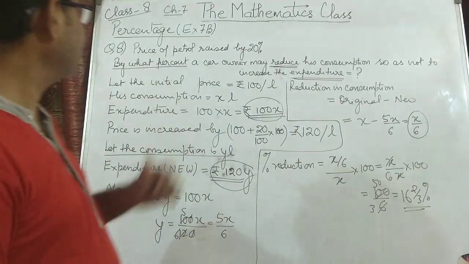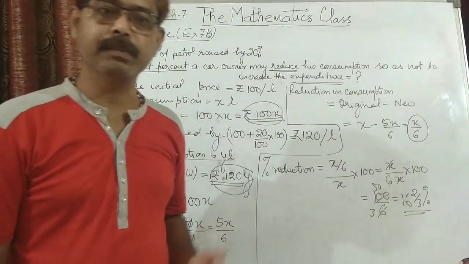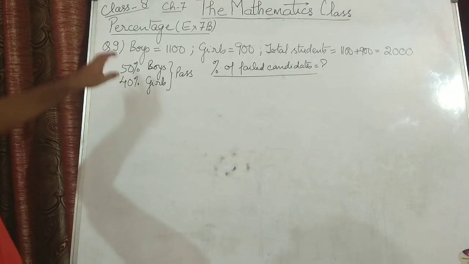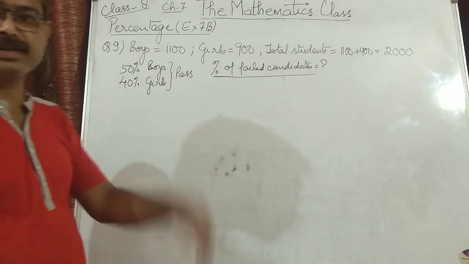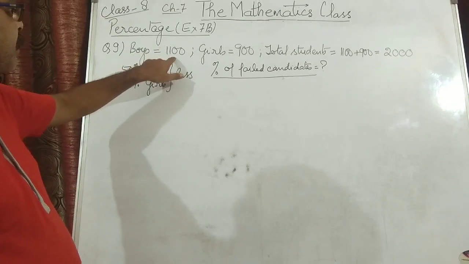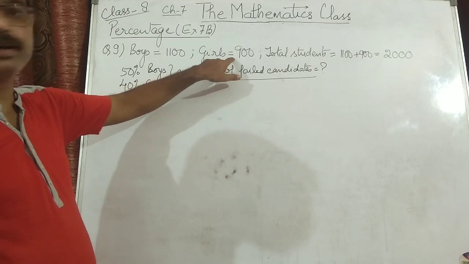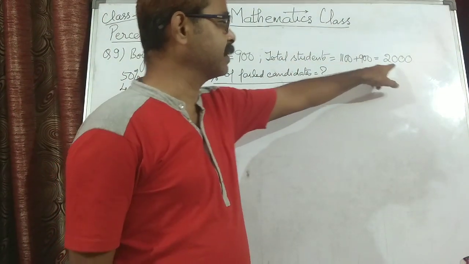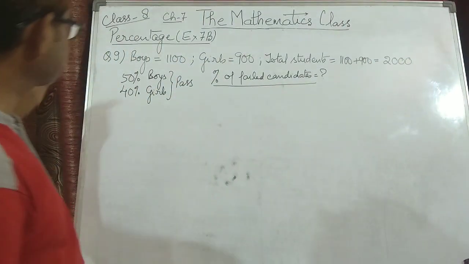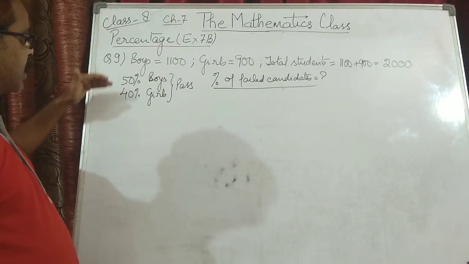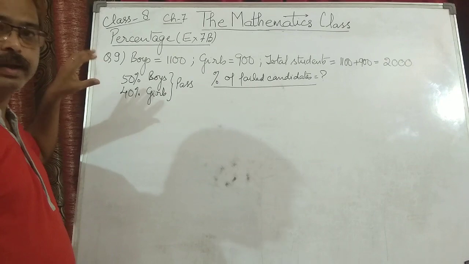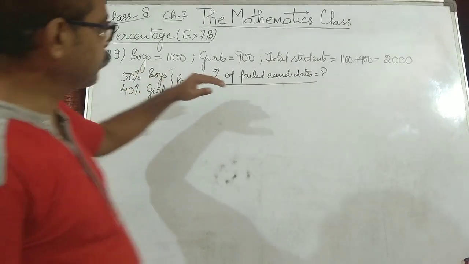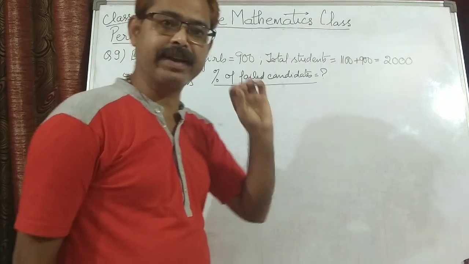Now we move on to the next question, that is question number 9. They say in an examination 1100 boys and 900 girls appeared. So we found out the total number of students, 1100 plus 900, that is 2000. Now they say 50% boys and 40% girls passed in the examination. You have to find out the percentage of failed candidates.